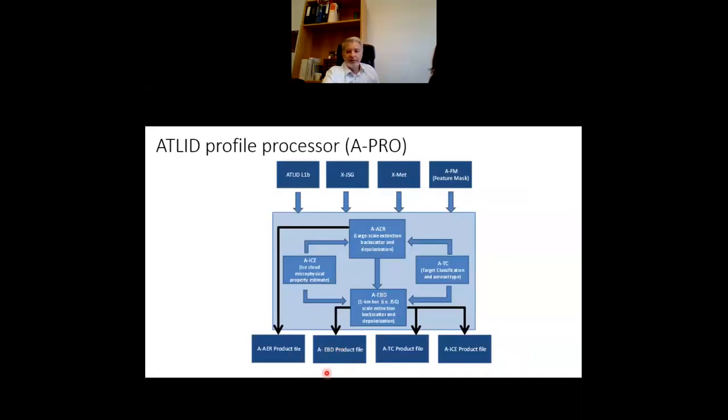This is probably going to be the most useful for people, as well as the target classification. Is this level 2? And these are all level 2 products. Level 2A, because they're single instrument.